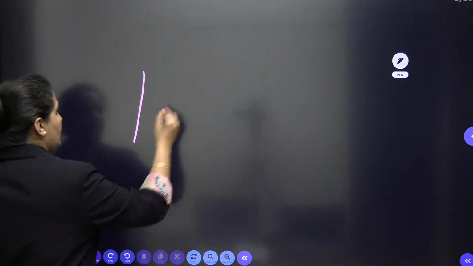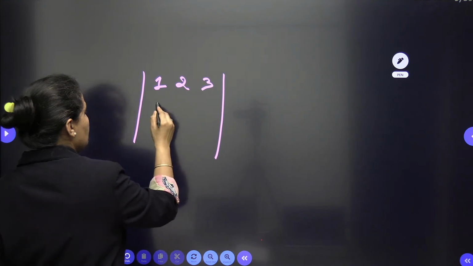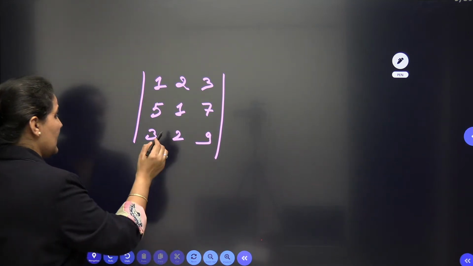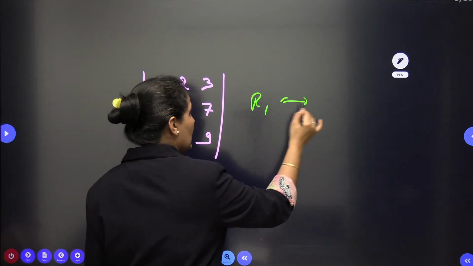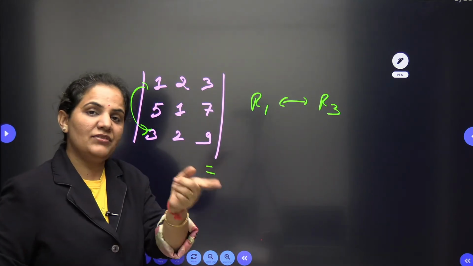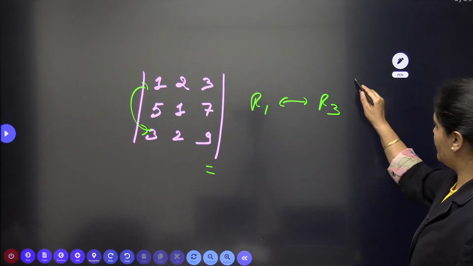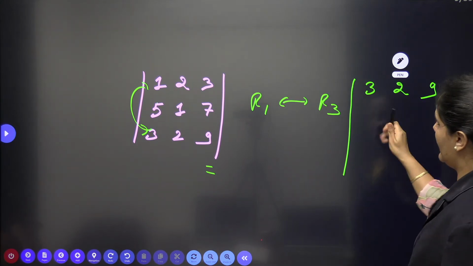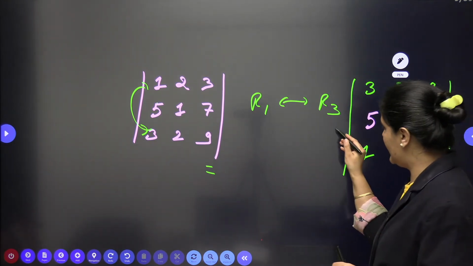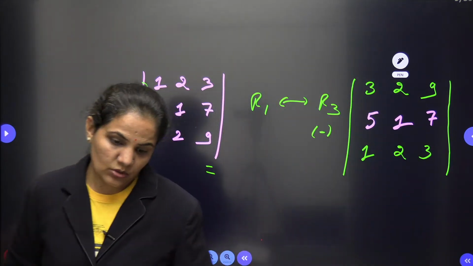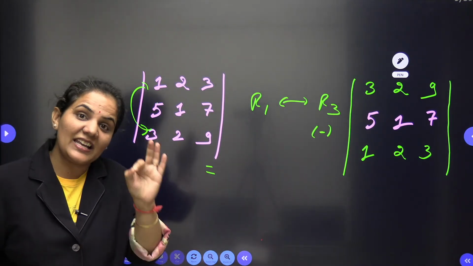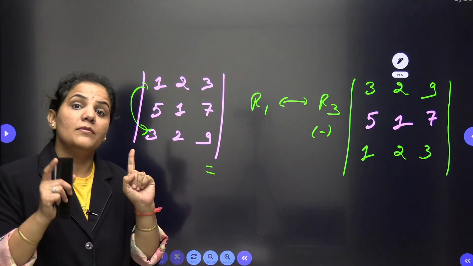Suppose I am taking one example. If I am having a matrix 1, 2, 3, 5, 1, 7, 3, 2 and 9, and if I interchange the first row and third row, then whatever numerical value we are having for this matrix, it will be the same after changing row 1 and row 3. The only difference is that the sign will be changed, the numerical value will be unchanged. It comes with the negative sign of the result. A direct GATE question has been asked on this property. You should not miss this one.